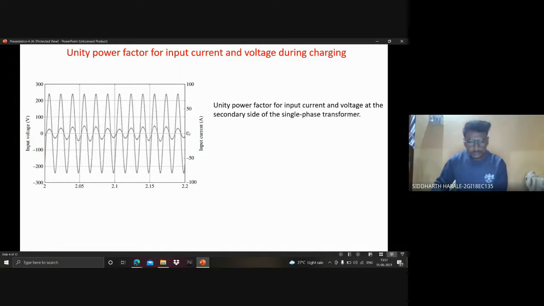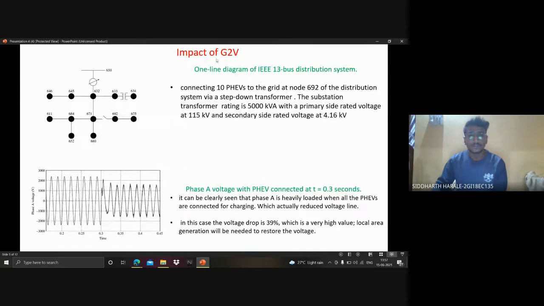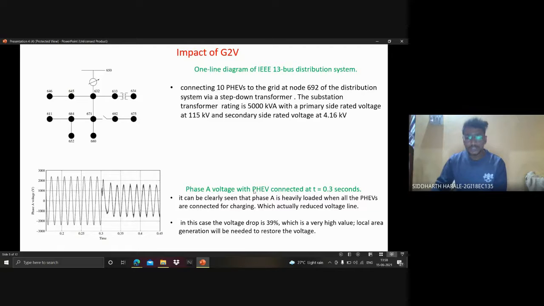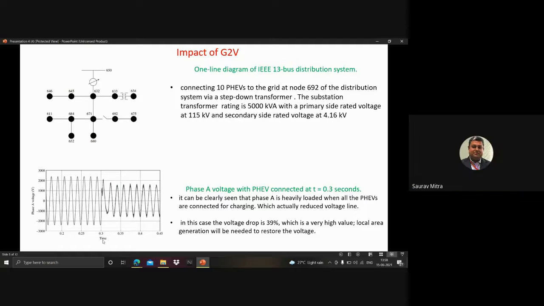Now this one is the impact of G2V, and this is the one line diagram of the IEEE 13 bus distribution system. It has a step down transformer, and the distribution system initially has no PHEV connected to the charging. After the time is 0.3 seconds, the PHEVs are connected to the charging and onboard batteries. Next one is the phase voltage with PHEV connected at time 0.3 seconds, and here is the graph for phase voltage and time.